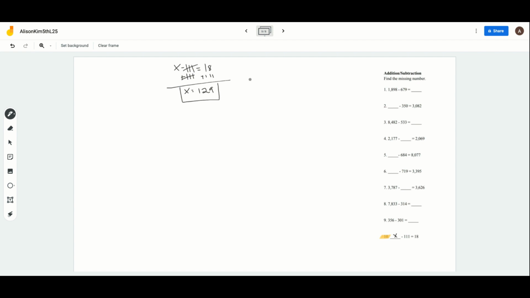But if you want to make sure that this is your final answer, you can always plug it back in. So we're going to do 129 minus 111. We know that 9 minus 1 is 8, 2 minus 1 is 1, 1 minus 1 is 0, so we get 18, and it looks like 18 here is the same as 18 there. So 129 is perfectly our answer.